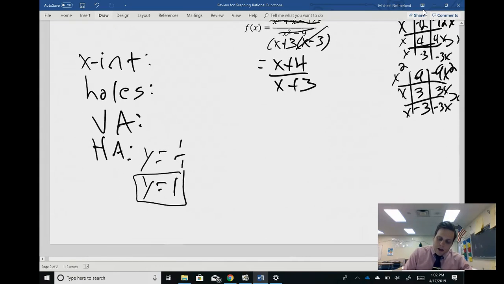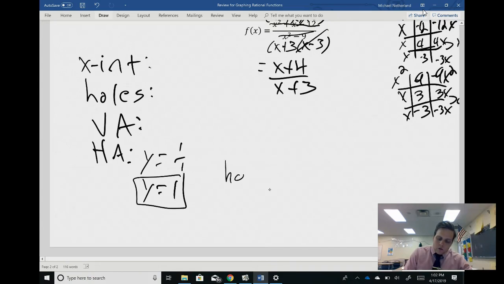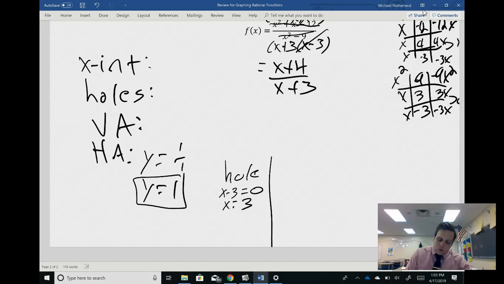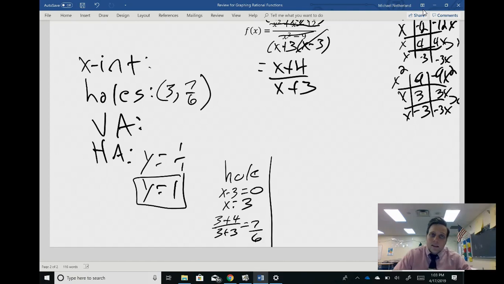But to find my holes, what do I do? Well, I set what I canceled out equal to 0. So what did I cancel out? I canceled x minus 3. So I set that equal to 0. So x equals 3. Now, holes are an x and a y value. So I get an x value of 3, and then I need to plug this 3 back into my new equation. So that's going to be 3 plus 4 over 3 plus 3, which is going to give me 7 over 6. So the y value for my hole is 7 over 6.